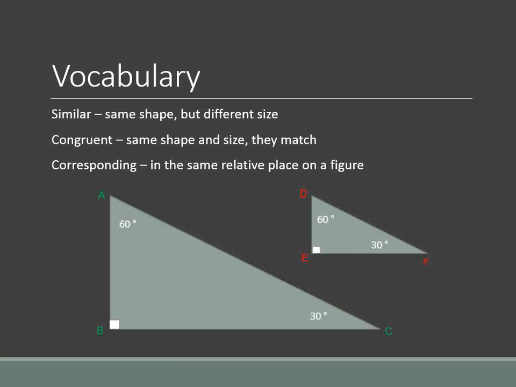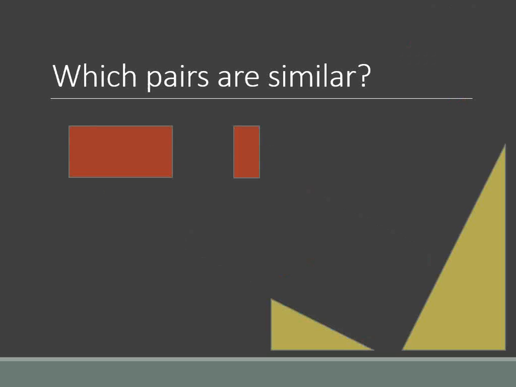I just wanted to point out the richness that could come to the discussion in your classroom just by introducing those three vocabulary words. And then again, this is pointing to mathematical practice number 6, which is attending to precision. So make sure that your students have the vocabulary to be able to have that rich conversation around similar figures.